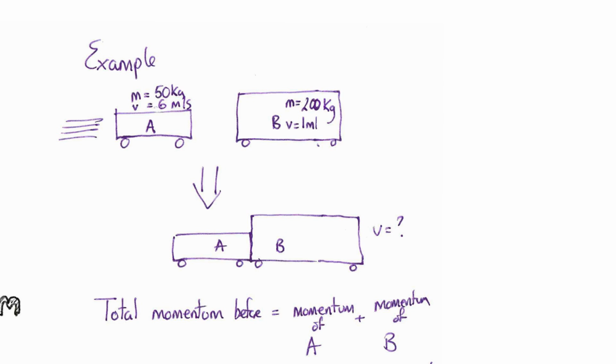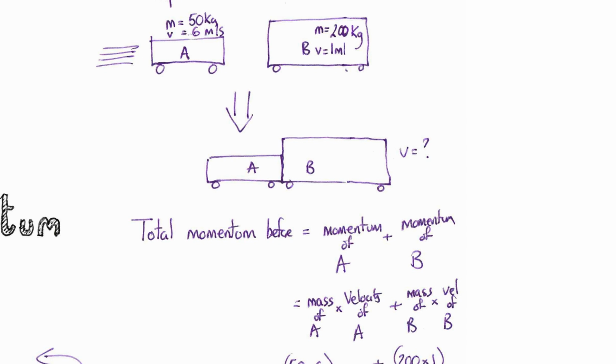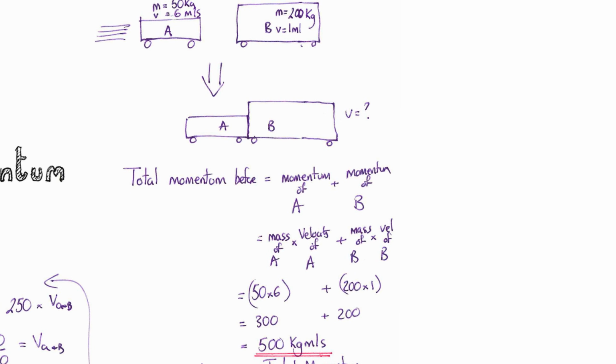We know that the momentum before must equal the momentum after. So let's look at the momentum before. The total momentum before was the momentum of A plus the momentum of B. And the momentum of A is mass of A times the velocity of A. The momentum of B is the mass of B times the velocity of B. And if we stick those values in there, you find that the momentum of A is 50 times 6, which is 300. The momentum of B is 200 times 1 meter per second, which is 200. So the total momentum is 500 kilogram meters per second. So that is the momentum before.